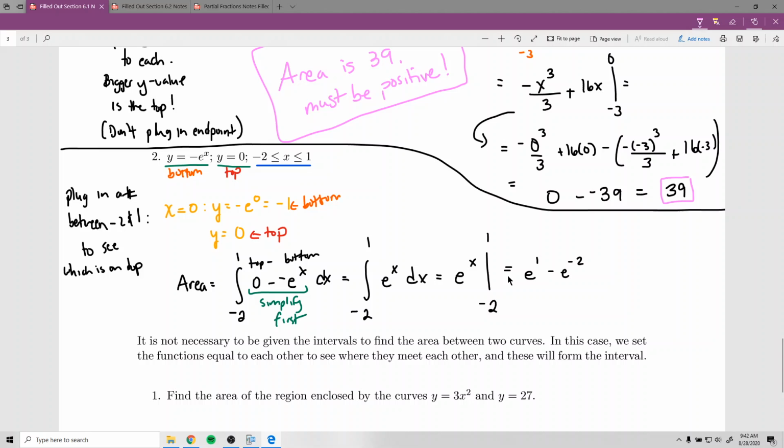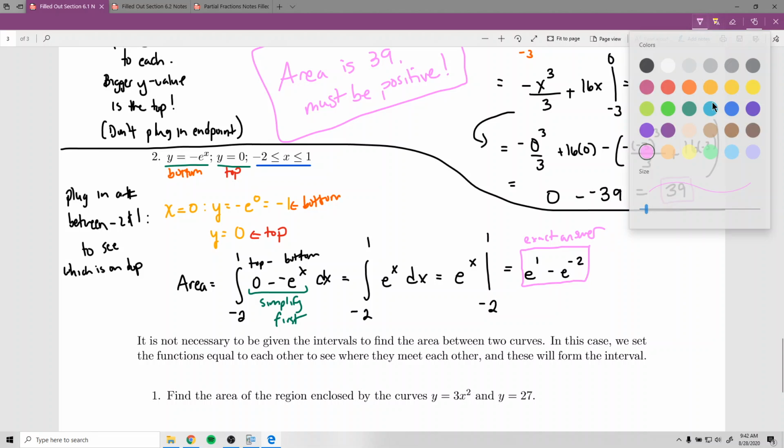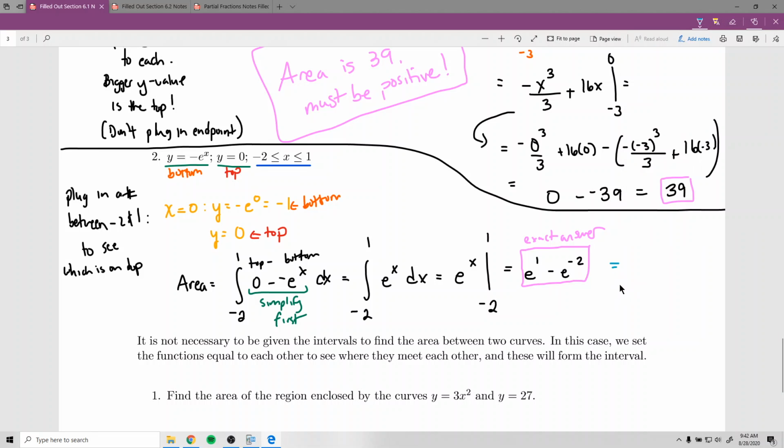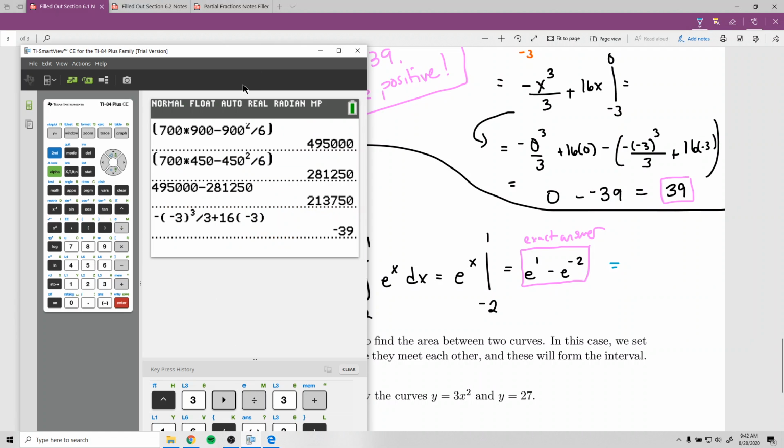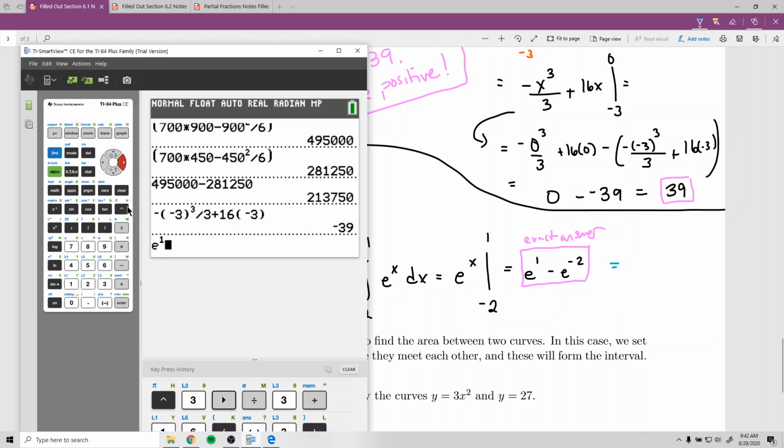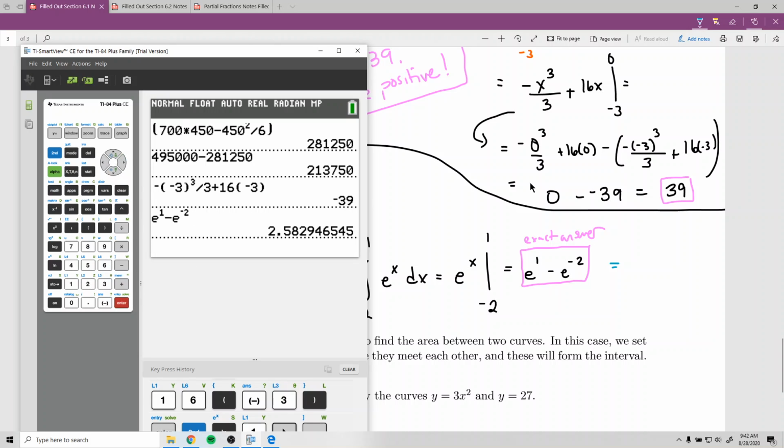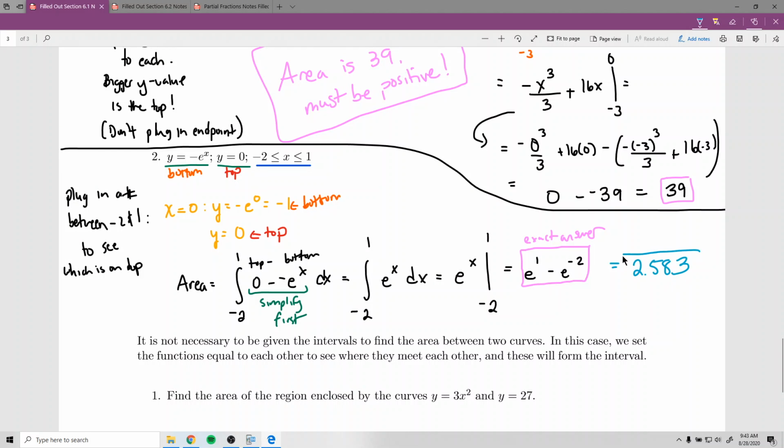Now this is a fine answer. You don't need to do anything with this. This is what we call the exact answer. If you want to plug it in your calculator to, at minimum, see that it's positive, go ahead and do that. But once again, read the directions as far as your answer goes. So we got e to the 1 minus e to the -2. And you do see that it's positive, so we definitely didn't plug them in backwards. And if you need to round, just round as far as it says, 2.583, rounded to 3 spots.